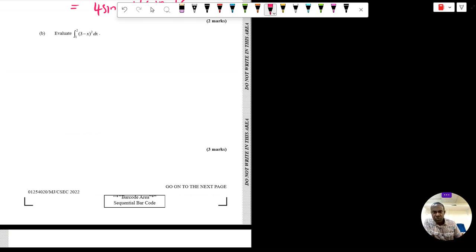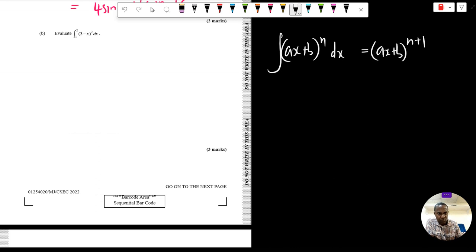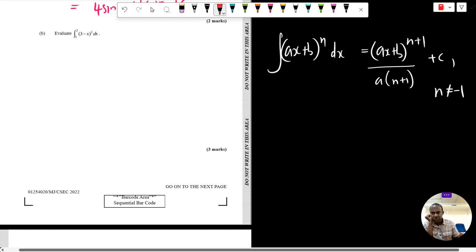Now, we must also remember that the integral of (ax plus b) to the n with respect to x is equal to (ax plus b) to the power of n plus 1, all over a times (n plus 1), plus c, and of course we know that n is not equal to minus 1. So this integral right here is of that form, right? So let's proceed to doing this.